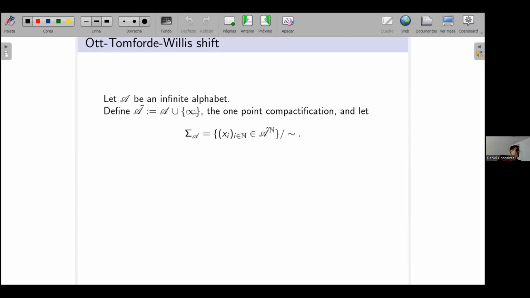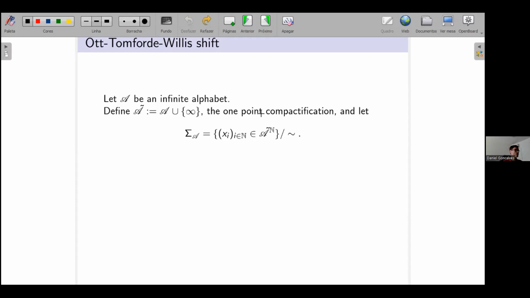Okay. So we start with an infinite alphabet. If you want, you can take A as the natural numbers, no problem. And if you just put the discrete topology, this is not compact. So we look at its one-point compactification. So now this is compact.